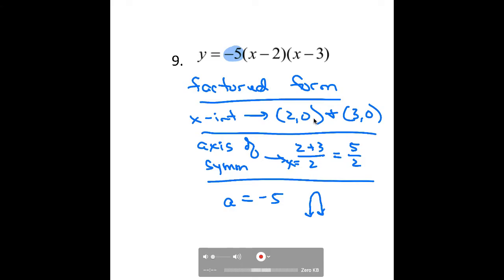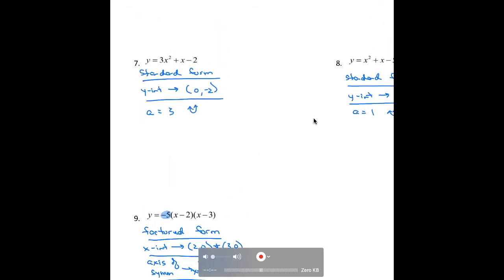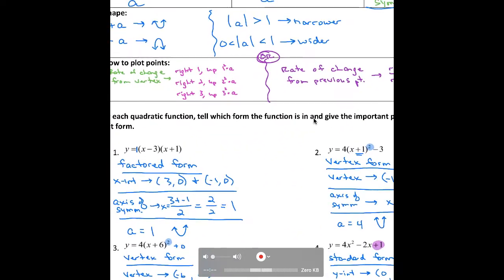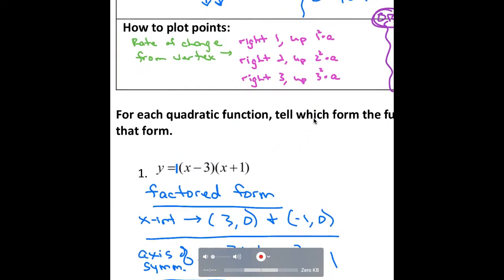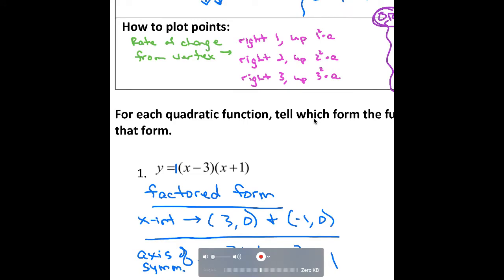Okay, any questions on those? Okay, let's flip back to the previous page. Now we have to talk about how to plot points. From those different forms, we can identify the vertex, the x-intercepts, the y-intercepts, and that's it, right? So we only have 3 points. We need more points to be able to make that U shape or N shape.